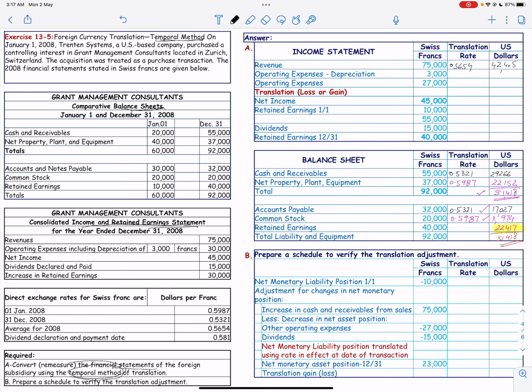Regarding operating expenses, it includes depreciation of 3,000. So depreciation will be translated at the historical rate as it is related to property, plant and equipment. So 3,000 times 0.5987, that is 1,796. Other operating expenses will be now 27,000 and they will be translated at the average rate, that is 0.5654, and this will be 15,266.